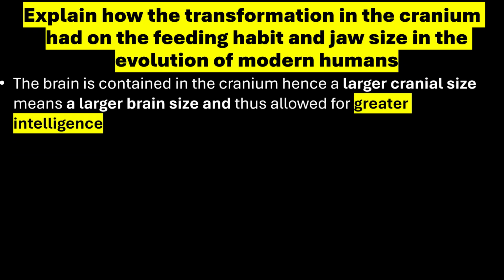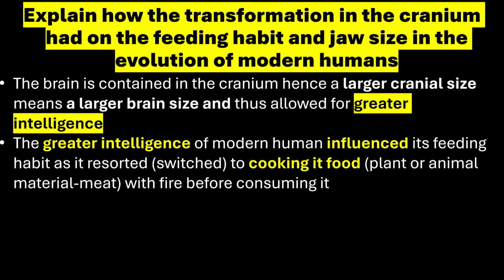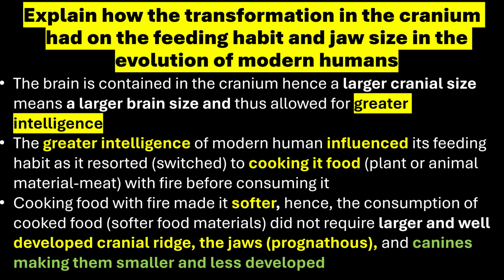One, the brain is contained in the cranium, hence a larger cranial size means a larger brain size, and thus allows for greater intelligence. The greater intelligence of modern humans influenced its feeding habit as it switched to cooking its food, plant or animal material. That is, they cook the food with fire before consuming it. Cooking food with fire made it softer, hence the consumption of cooked, softer food materials did not require a larger and well-developed cranial ridge.